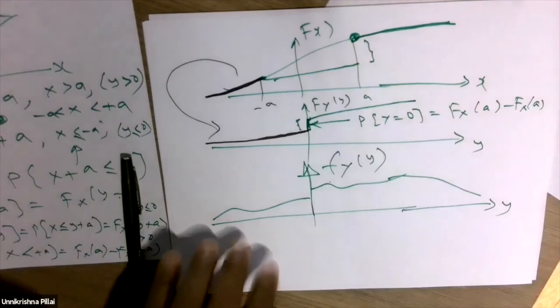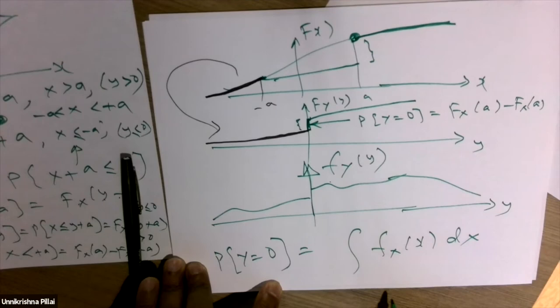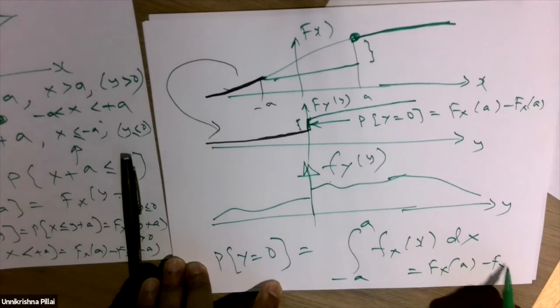So probability of y equal to zero is the area under the density function of x from where to where? Anybody? Because this is fx of a minus fx of minus a.